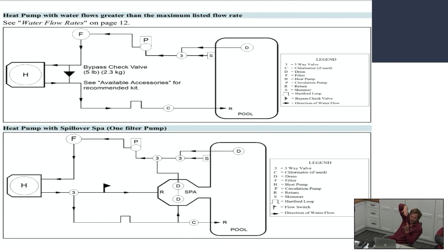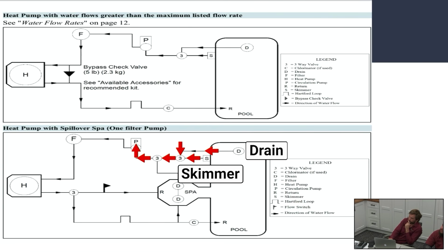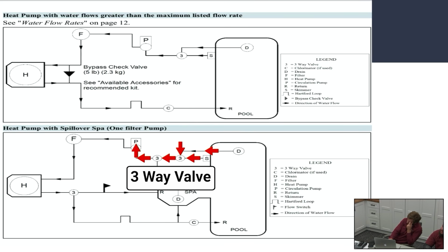If something, a bag, something big has clogged that filter restriction coming into the pump, that's the intake for the pump. The water comes straight from the drains, which are on the base of the pool, and the skimmer, and then into that pump. As you see here in the diagram, it comes from D and S, which is the drain and the skimmer, and into the three-way valve.